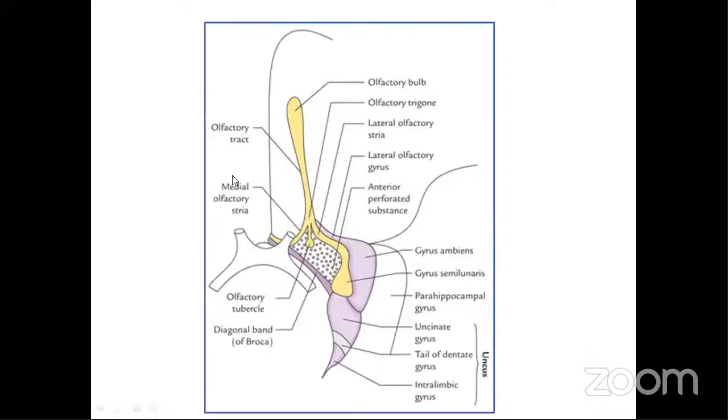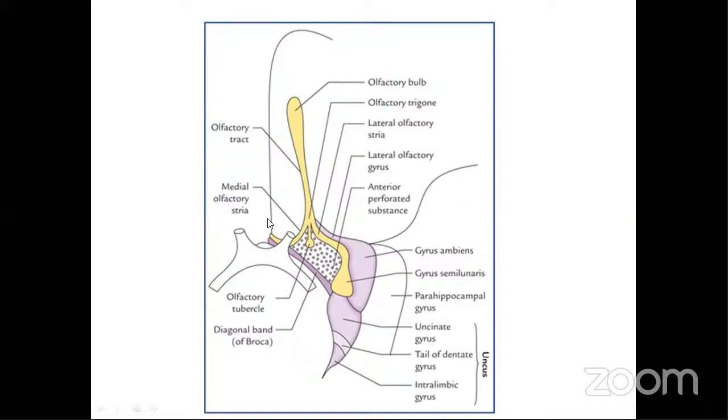This is another, clearer diagrammatic view of what I just told you. Then the olfactory bulb, tract, stria, anterior perforated substance, olfactory trigone, primary olfactory cortex, and secondary olfactory cortex.